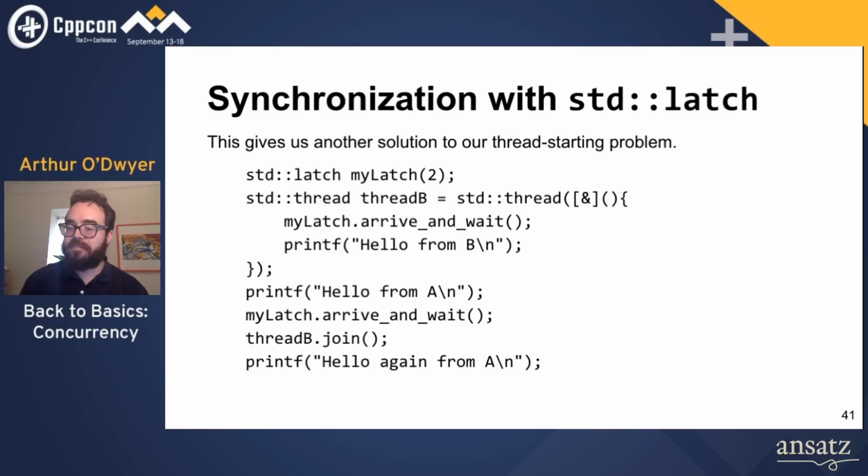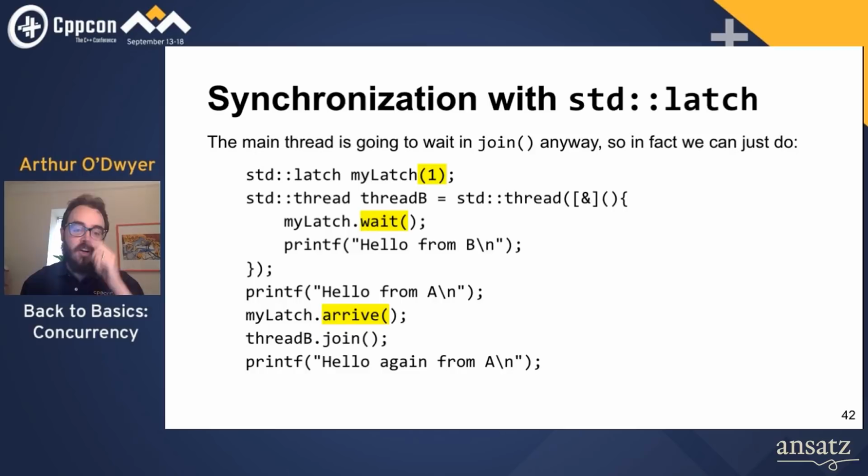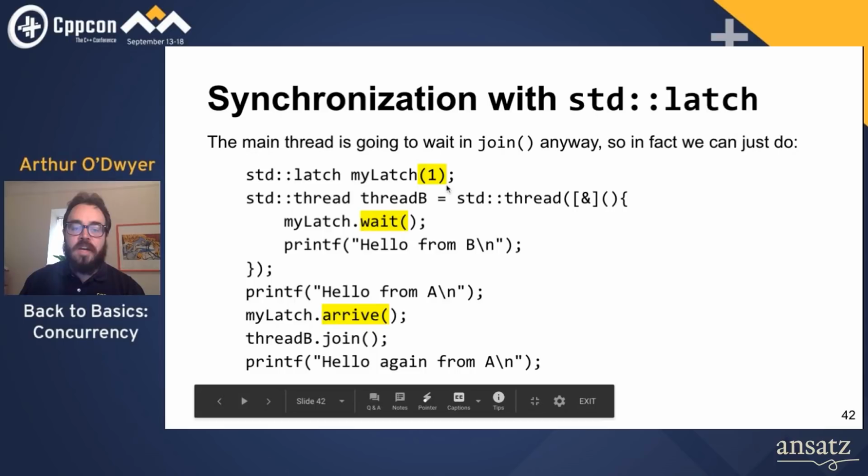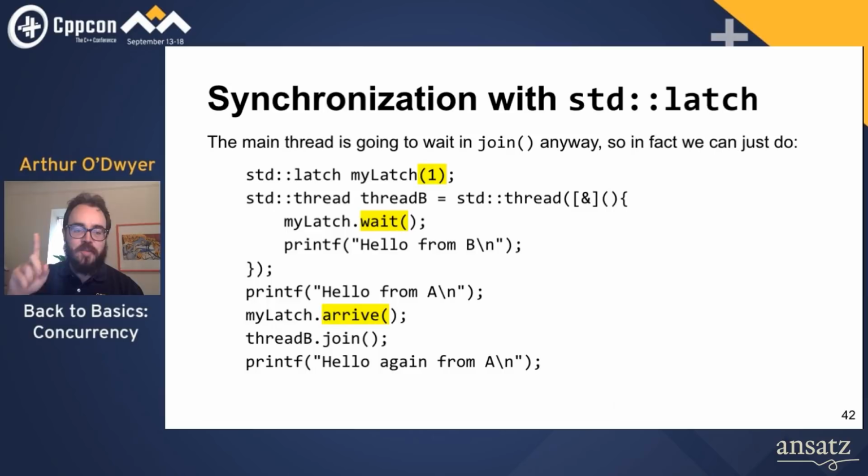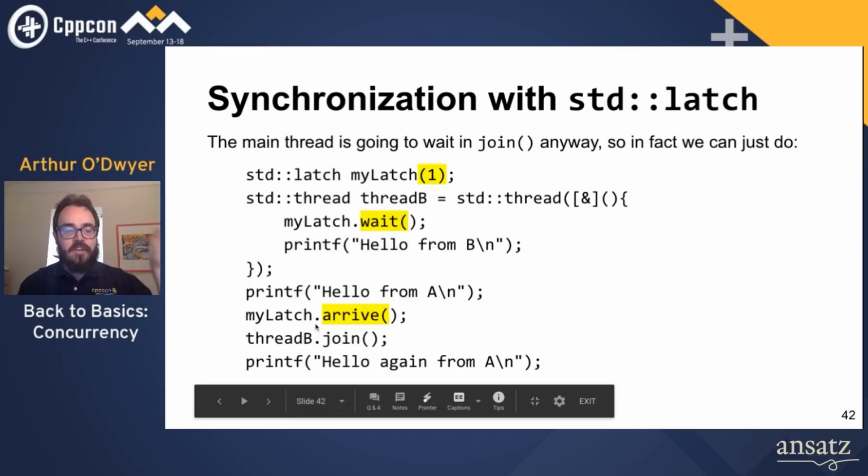In fact, the main thread's going to call join anyway, so we can just do this. We can say we're just waiting on one thread, and you don't bother decrementing it. Just wait. One thread is still to arrive. You wait until they come. Then here, you arrive. You decrement the counter, but you don't wait. You don't need to wait. Just decrement the counter. Prove you've been here.